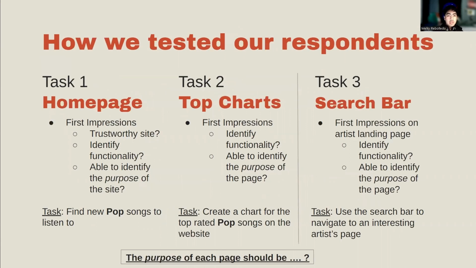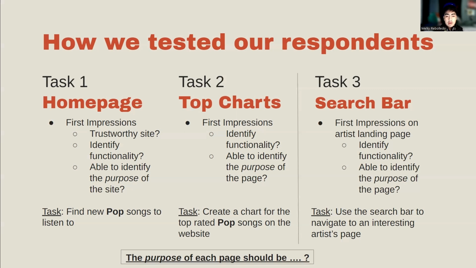So to test our respondents, we gave them 3 tasks: one pertaining to the homepage, one pertaining to the top charts, and one to the search bar. And so we asked users to give us their first impressions of each function, and we gauged whether or not the user was able to identify the functionality of the site and the purpose of the site. So for task 1, we asked users to find new pop songs to listen to. For task 2, we asked users to create a chart for the top rated pop songs on the website. And for task 3, we asked users to use the search bar to navigate to an interesting artist's page.